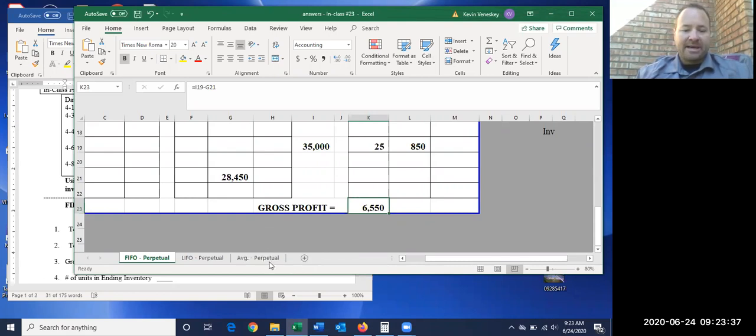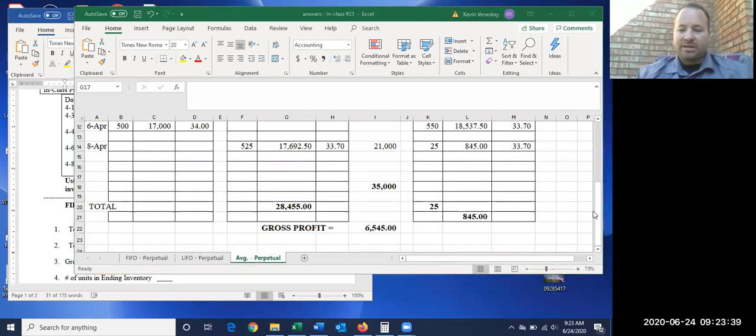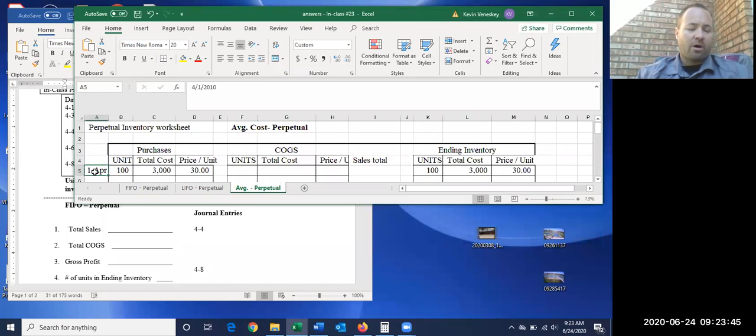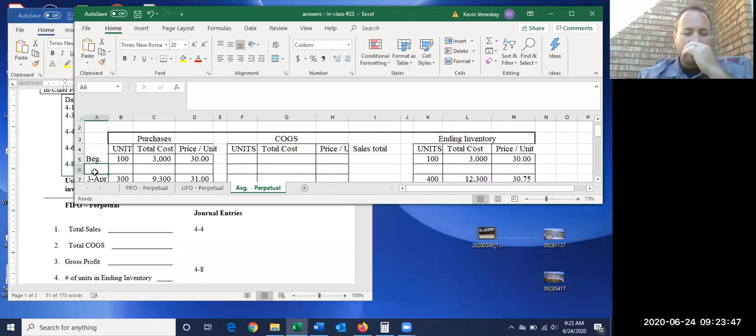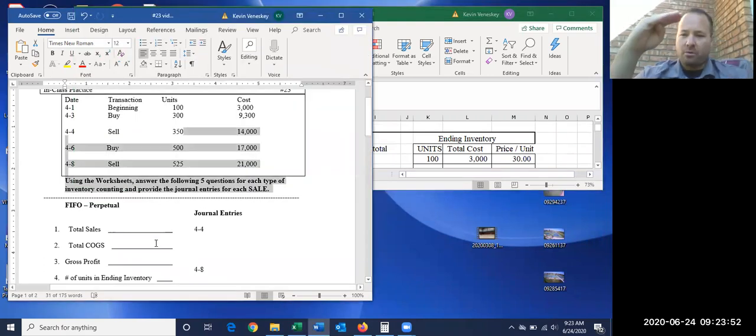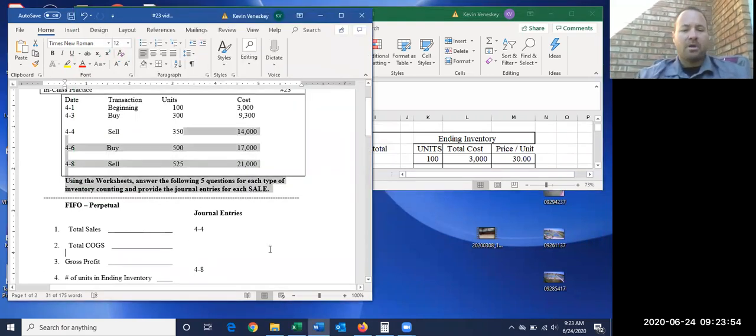All right, we're going to slow it back down a little bit now for the average cost, because the average cost is just a bit different. Nothing real hard, just a little different. FIFO and LIFO are almost exactly the same. You just go with the opposite item.